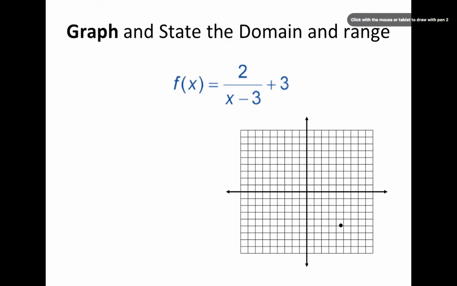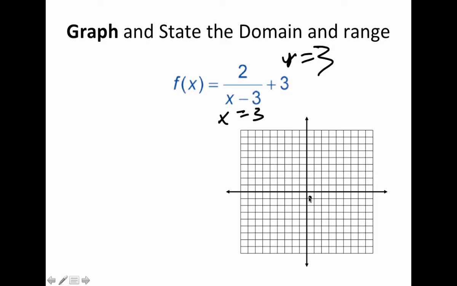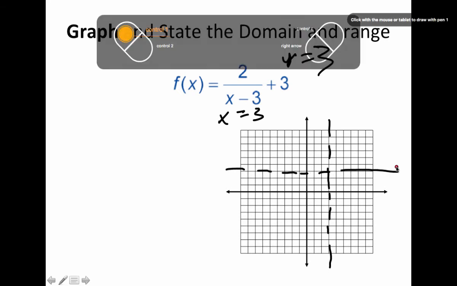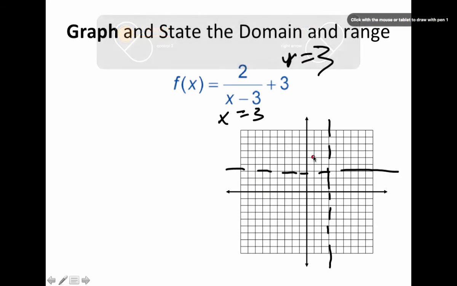Let's just do one more real quick. I'm just going to sketch it real fast. I'm going to say x equals 3 is an asymptote and y equals 3 is an asymptote. So I go 1, 2, 3 here. 1, 2, 3 here. And I know I'm going to be over here and down here.